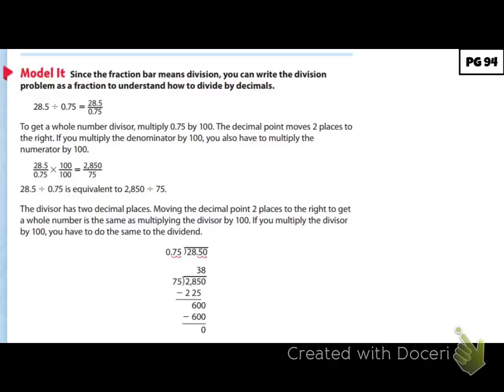And then you could also just do it regularly, since the divisor has 2 decimal places behind the decimal. You could look at your dividend and move it 2 spots as well, which would then be 2,850 divided by 75. And that is shown right there in the bottom.